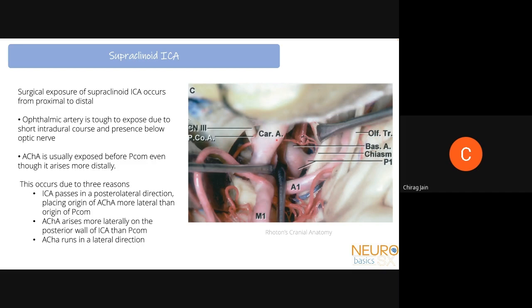The first artery you will usually see arising from the carotid artery is going to be the anterior choroidal. Even though the PCOM, or the posterior communicating artery, is going to be arising first, the first artery we will usually see is going to be the anterior choroidal. And this happens because of three reasons.